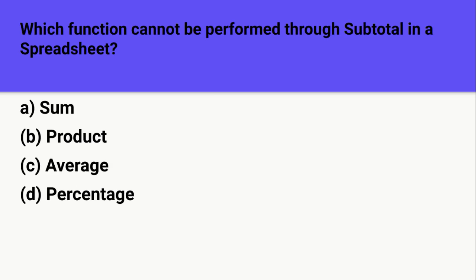Which function cannot be performed through subtotal in a spreadsheet? The answer is percentage. Suppose we are using the subtotal tool. So we can use the sum, we can find the product, we can find the average, but we cannot find the percentage using the subtotal tool. We cannot perform percentage by using the subtotal.